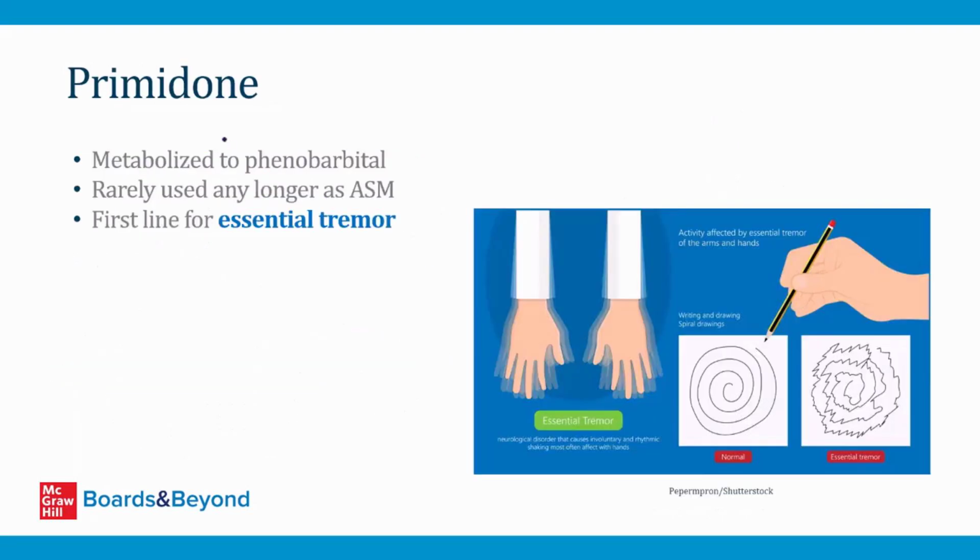Okay, and then I'll finish this video with one slide on primidone. This is a drug that is metabolized in the body to become phenobarbital and have effects similar to the barbiturate phenobarbital. It's rarely used any longer as an anti-seizure medication. Its main use is that it's the first-line therapy for essential tremor, which is a movement condition that I talk about in other videos. And that concludes our second module on anticonvulsants.